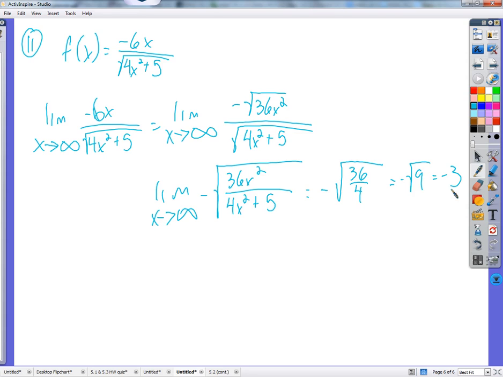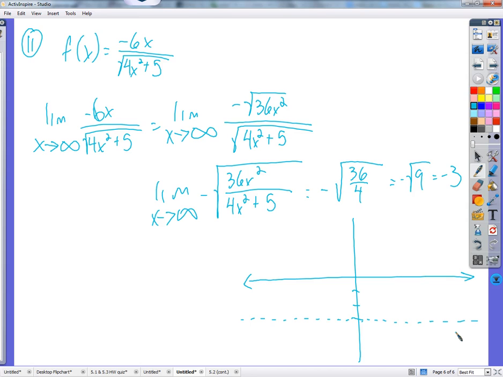So what we're saying is that as x approaches infinity, the function will approach negative 3. So as we move out this direction, the y value will get closer and closer to negative 3. Once we get done with all of our points of inflection and extrema, we just make the graph get close to that horizontal line. So now we make it two different horizontal things.